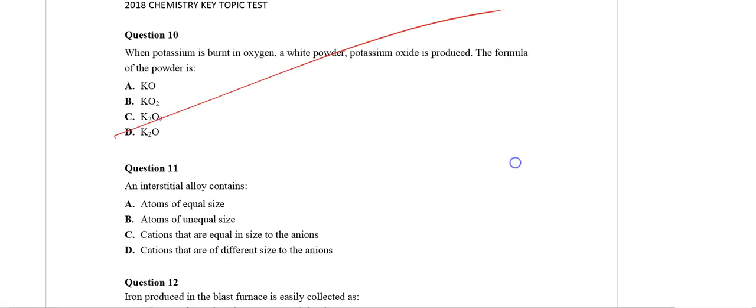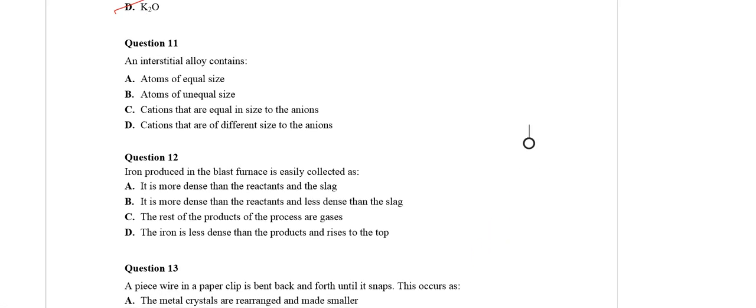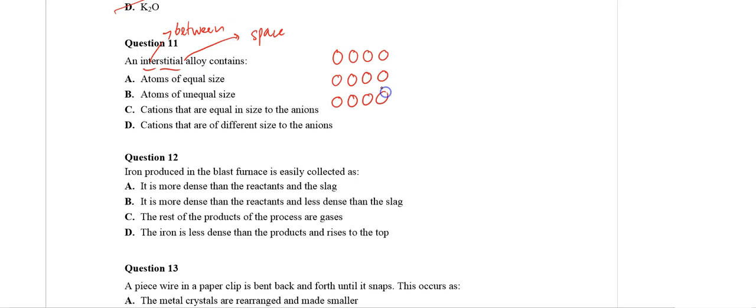Question 10, ionic compounds, we ignore that. Question 11, an interstitial alloy. So here we're looking at alloys now. Two types of alloys, substitution and interstitial. Interstitial means between atoms. Oh, sorry, stitial means space. So between the spaces of atoms. Now, in an interstitial alloy, we're able to have stuff in between the spaces of the atoms or the cations that make up a lattice because they're so small.